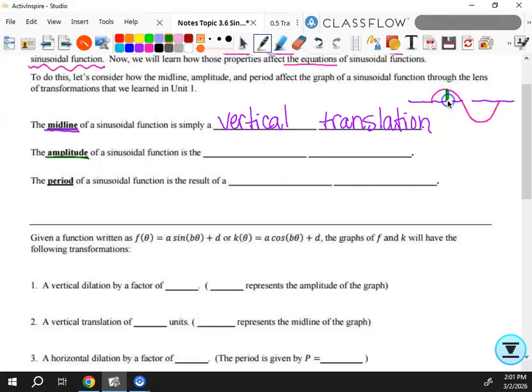Amplitude goes from the midline to a maximum or midline to a minimum. And so your amplitude for the parent function is 1. That's the largest sine and cosine value you have. But then I can stretch or shrink that. So that means that this is a vertical dilation.